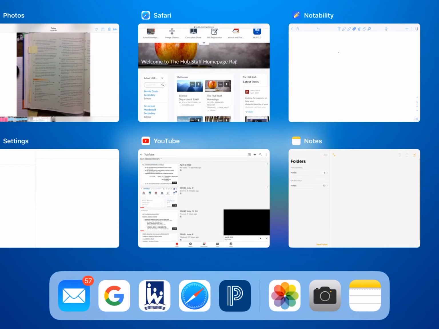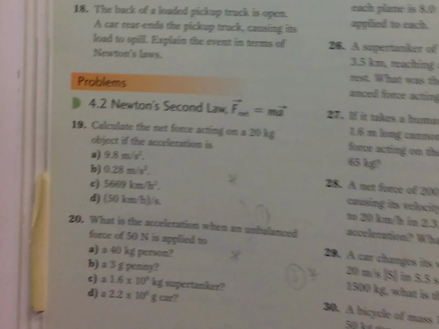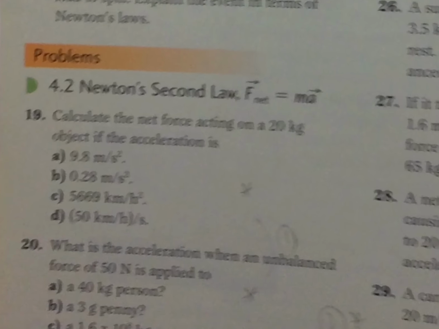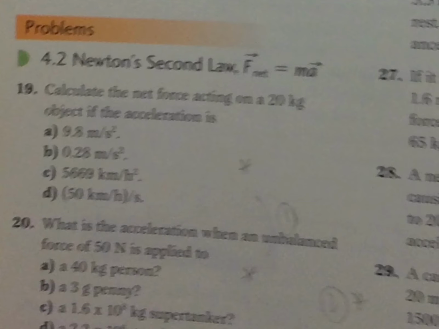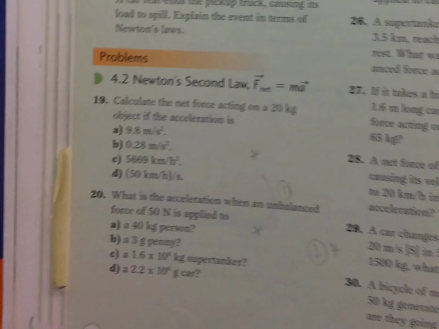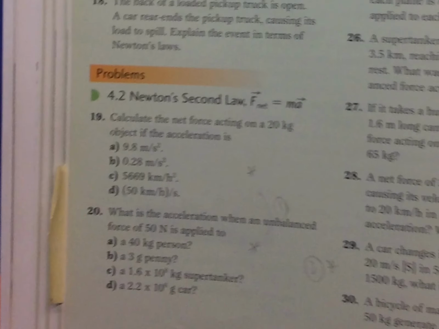Now, if I look at question number 19, which is the first question in the homework, question 19 is asking me to calculate the net force acting on a 20 kilogram object if it's accelerating at a certain rate of acceleration. Right? So if I look at a 20 kilogram object that's in free fall, we know that free fall for objects indicates it's going to have an acceleration of 9.8 meters per second squared.